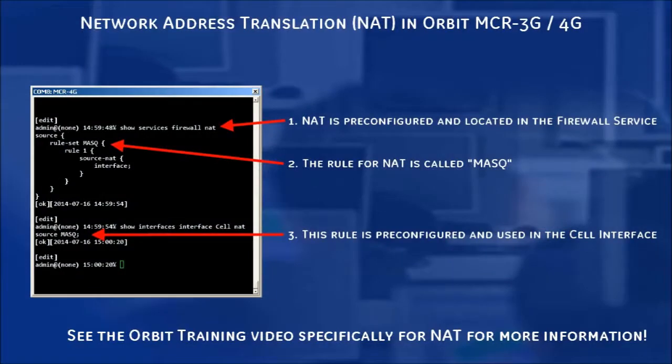Network Address Translation, or NAT, is also pre-configured to your cell interface. The rule can be found in your firewall settings under NAT, called mask. It's very important to not modify the mask rule unless you are doing IPsec or one-to-one NAT. See these videos for more information. There is also an extensive training series video on ORBIT and NAT, and I highly recommend checking that out.